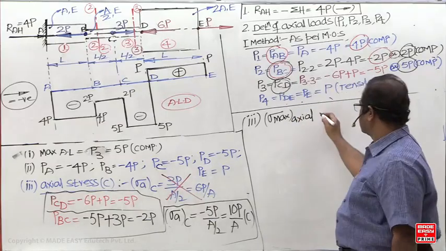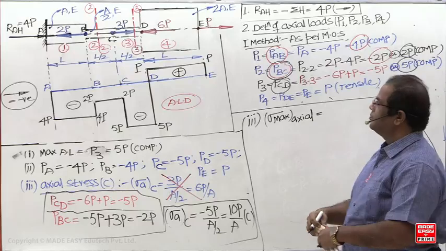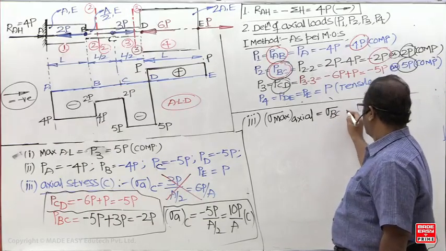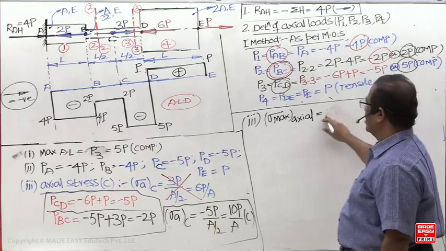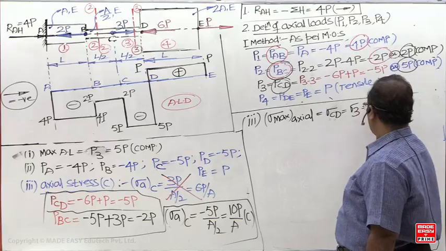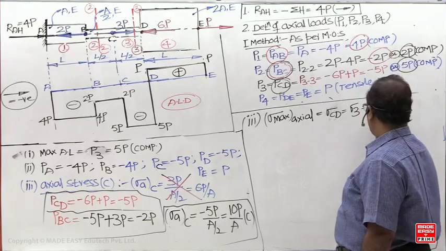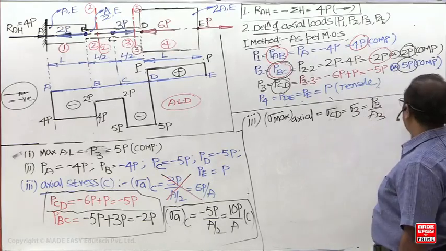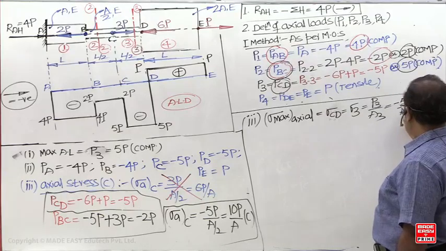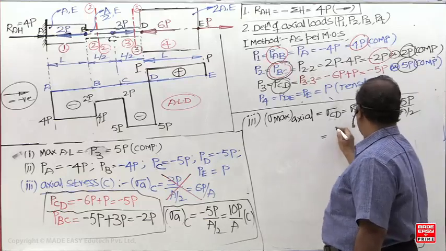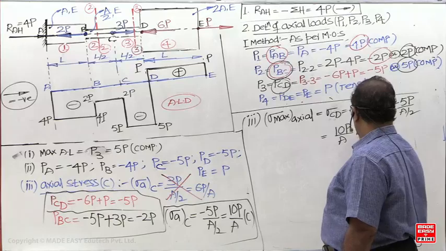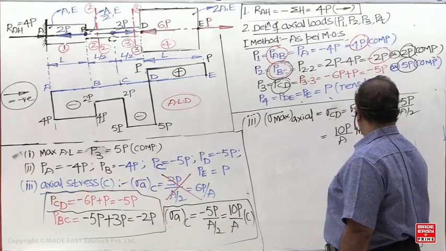maximum axial stress is in the CD member. What is the P3 value now? Minus 5P. What is the area? So it is 10P by A megapascals compressive.